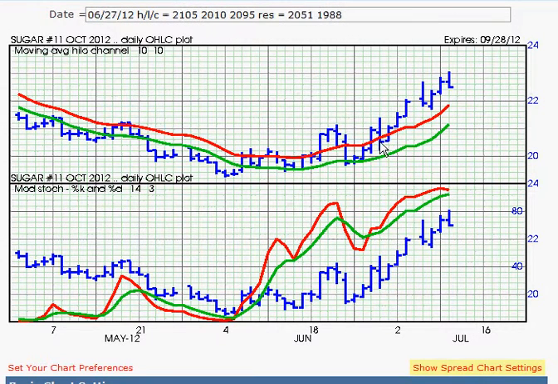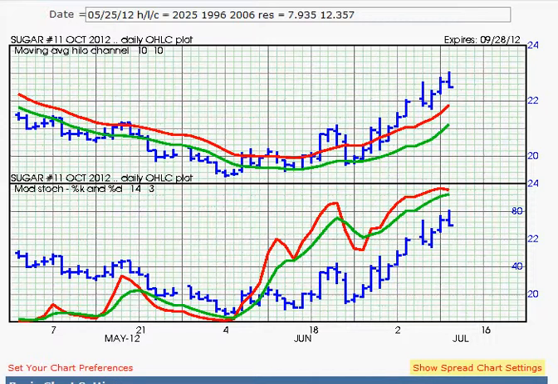Sugar's pretty much the same thing as coffee. Strong uptrend, strong above the bands. The stochastics strong. Everything looks good. Whenever they make these strong moves above the bands, that means there's a lot of strong buying. And these markets are never going to go straight up. There's always going to be these counter trend corrections. So the lower band should be support for any correction right now in sugar.